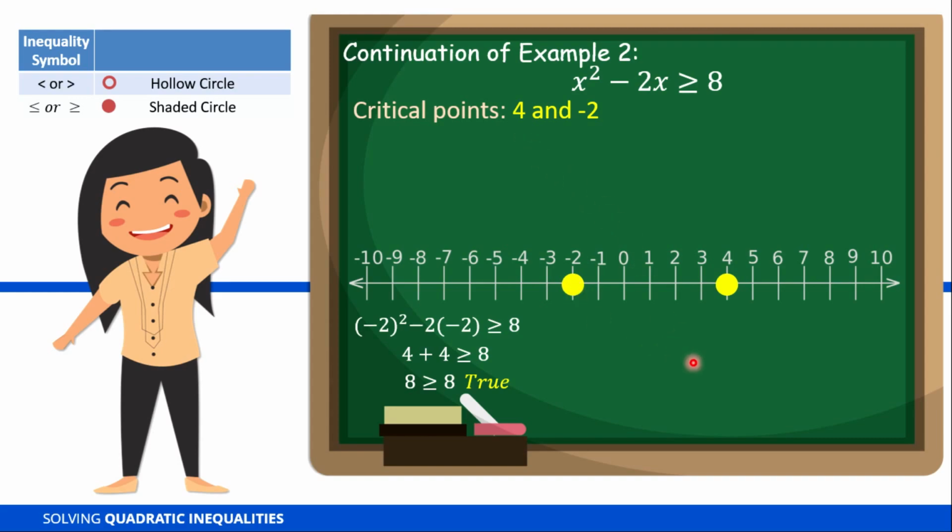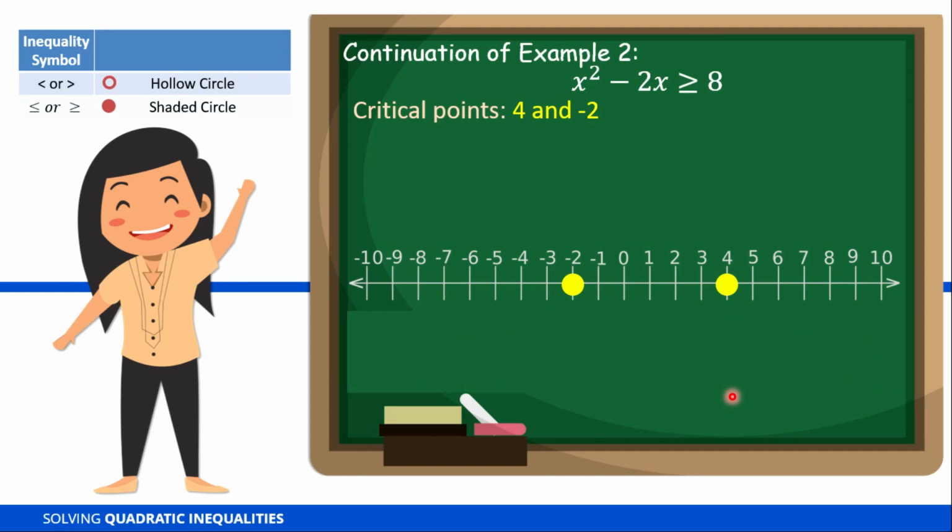Next, i-check naman natin si positive 4. Ipalit natin sa original inequality. So, yung x papalitan ng 4. We have 4 squared minus the product of 2 and 4 is greater than or equal to 8. Simplify natin. 4 squared, that is 16. Negative 2 times 4, that's negative 8, is greater than or equal to 8. 16 minus 8, we have positive 8 is greater than or equal to 8. This is true also. Ano? Kagaya lang nung kanina. Therefore, si 4 ay kasali din sa ating solution set. Alright.